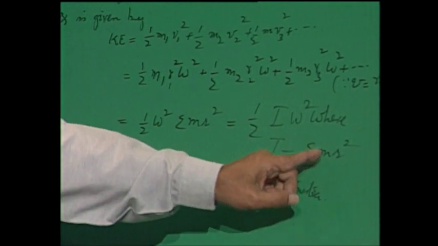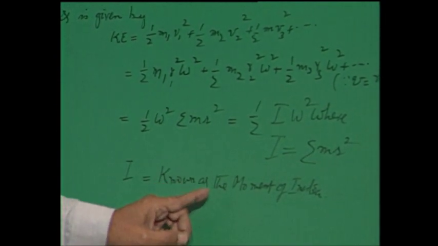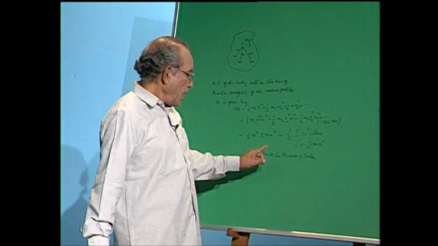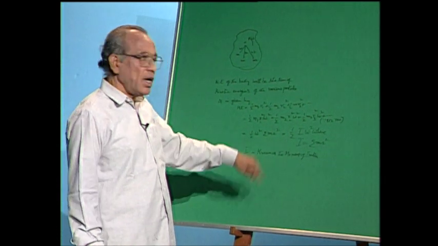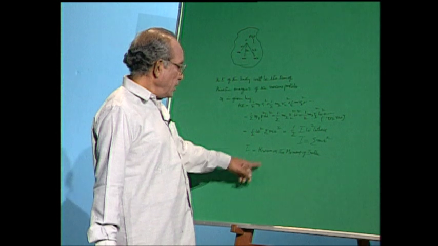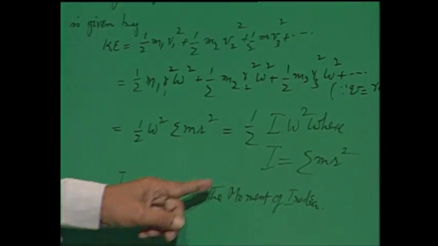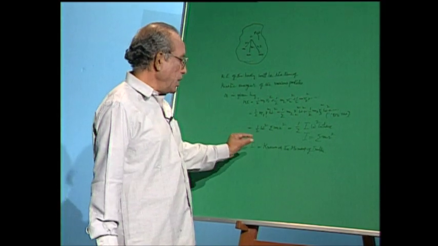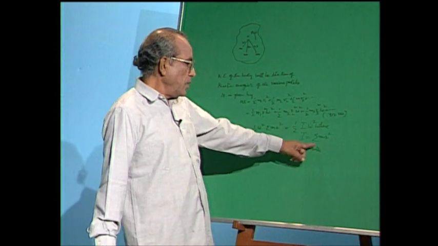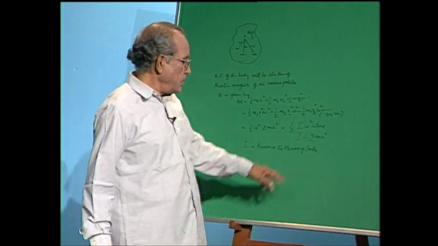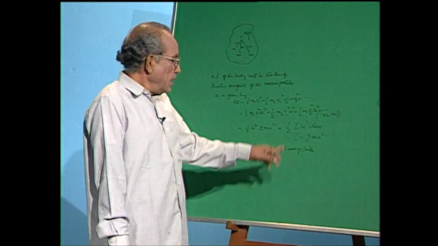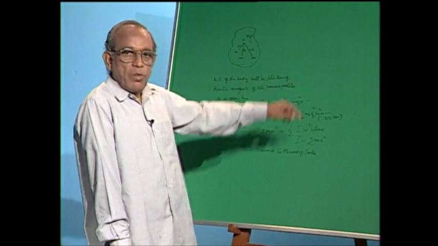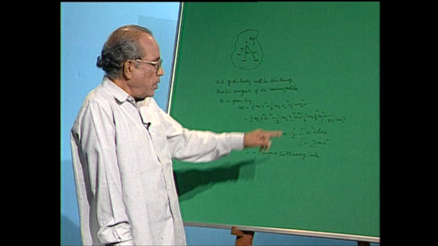Now, in this term sigma mr square, I is known as the moment of inertia of the body, and it is about the axis of rotation which we are taking. If the axis of rotation differs, then the moment of inertia will also differ. So if you fix one axis of rotation, the moment of inertia is that. From the definition as I have already given, it is the sum of the products of the mass and the squares of the distances from the axis of rotation.